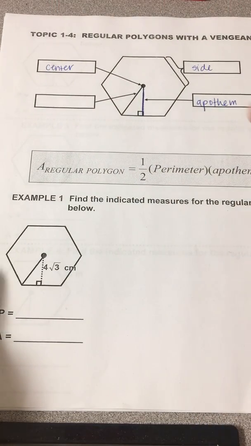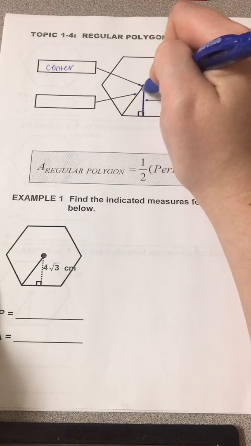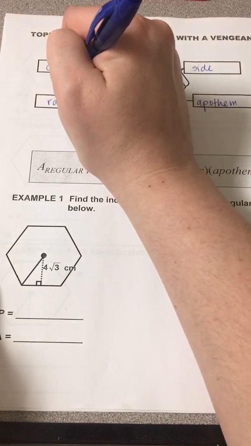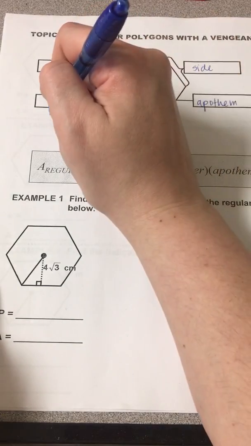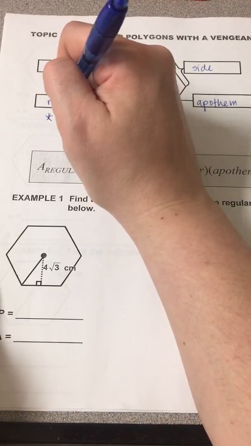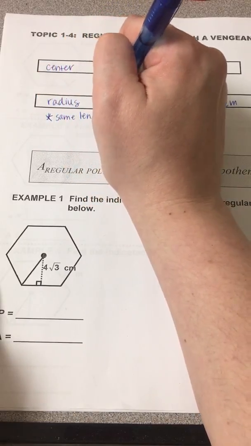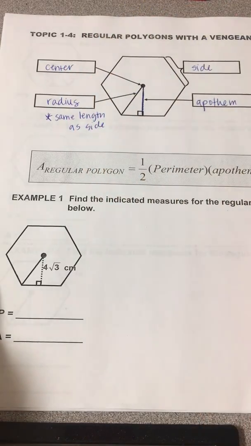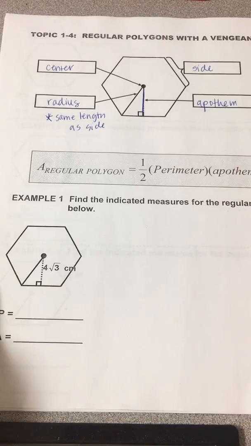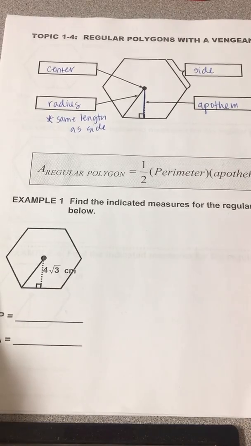Okay, and you have the radius, which is from your corner to your center. You've seen a radius in a circle, and the one thing you need to know about your radius is that it's the same length as your side. So we're going to be using these little pieces in order to figure out the area of our polygon.